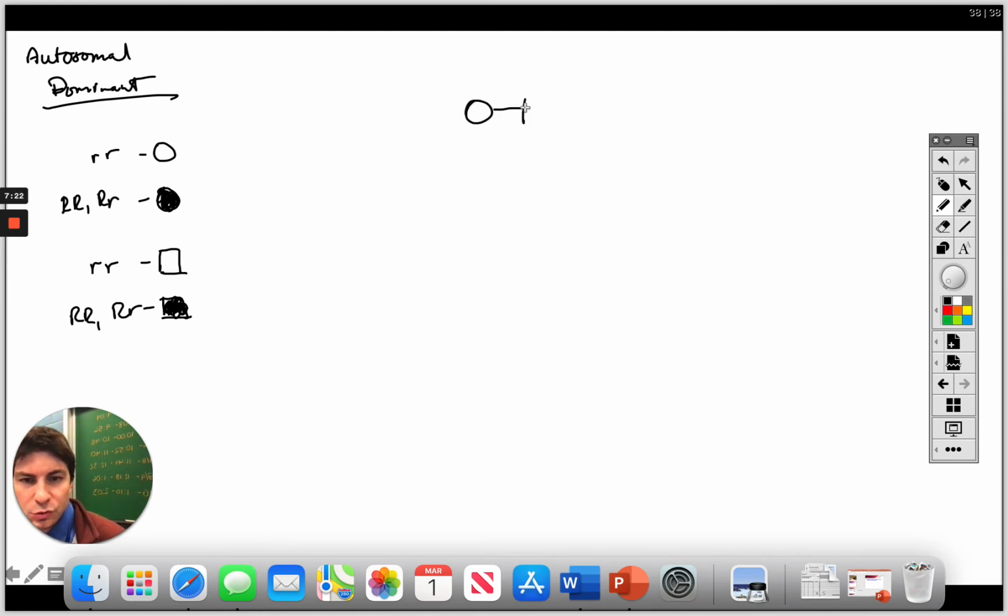I'm going to use dwarfism for my pedigree here, for our trait. So we are going to have 2 filled in circles. What this means is if they are filled in, they have dwarfism. If they're not filled in, they don't have dwarfism. So these 2 have some kids.